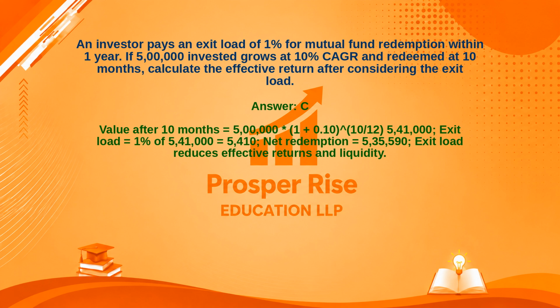Value after 10 months equals 5 lakh asterisk (1 plus 0.10) caret (10 by 12), which is 5,41,000. Exit load equals 1% of 5,41,000 equals 5,410. Net redemption equals 5,35,590. Exit load reduces effective returns and liquidity.